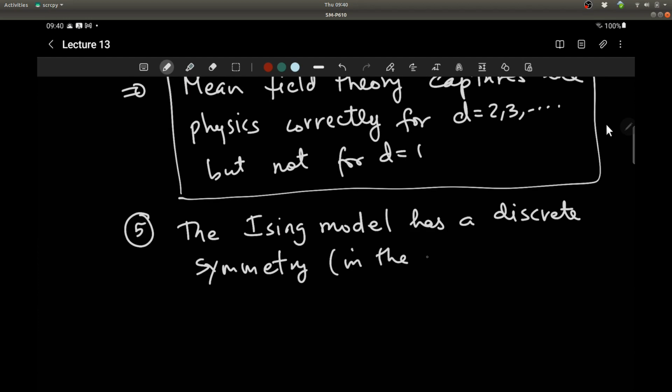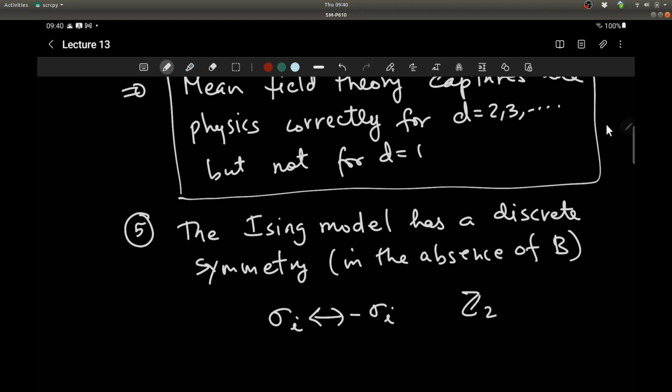In the absence of B, of course. Okay, and that's just taking all the sigma i's to minus sigma. So whatever you call up, you call it down, and you flip them. You look at the energies, they will be the same, etc. Okay, so this is Z2 symmetry. You do it twice, you come back. So this is Z2, it's a discrete symmetry.